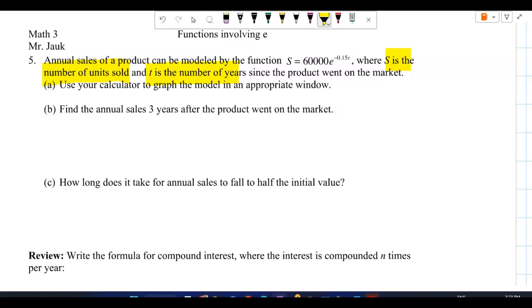60,000 e raised to minus 0.15x. Graph it. At least in normal calculator. Graph, because the initial value is 60,000. So what you need to do is set your view window boundaries.